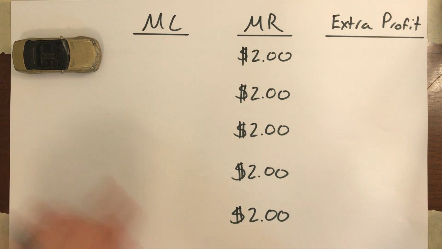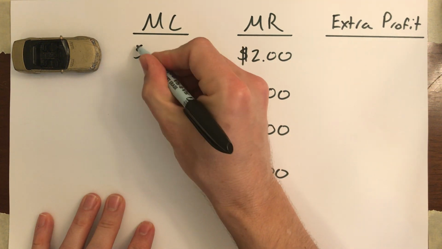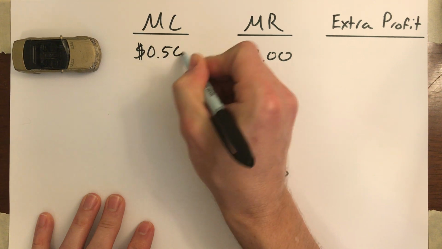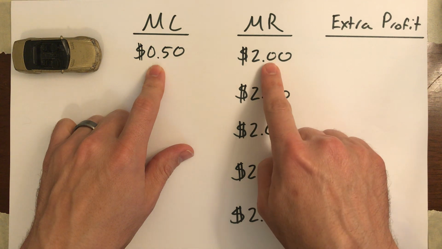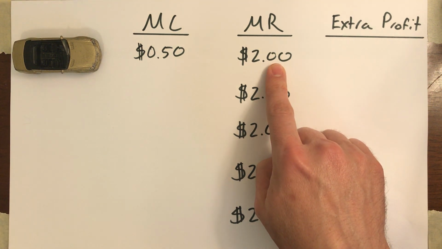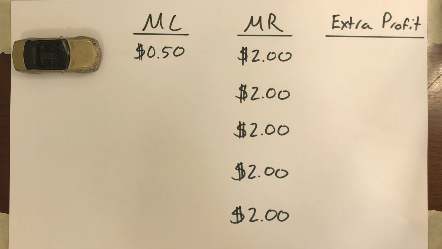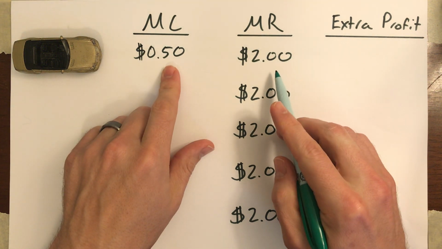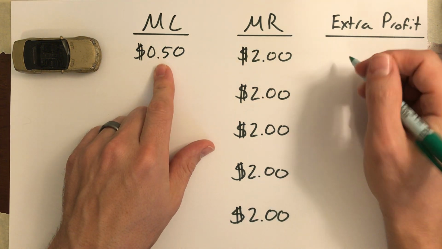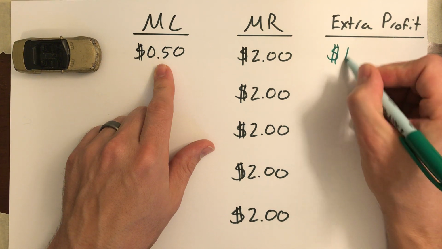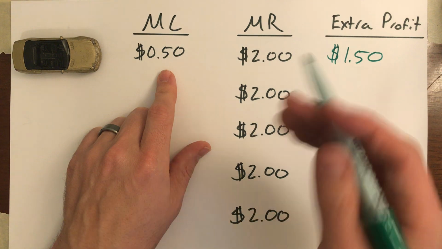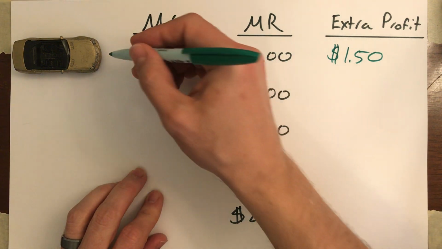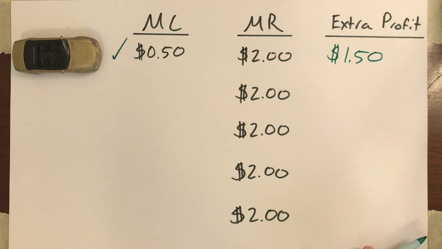So, first unit, let's assume that the marginal cost of producing it is 50 cents. If that is the marginal cost, and the marginal revenue of producing that unit is $2, then my extra profit is going to be the difference between those two. $2 minus 50 cents is an extra profit of $1.50. So do I earn additional profit by producing that unit? I do. So I'm going to want to produce that unit.